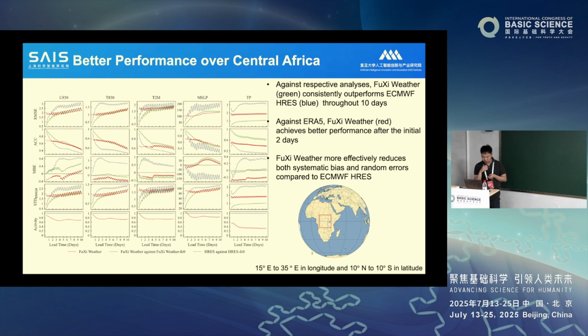So FuXi weather, in red and green lines, is providing a smaller RMSE error for those important variables, and we also further break down the RMSE into the mean bias error, which is the systematic bias of the model, and the standard deviation of error, which is the random part of the error. We can see the model not only reduces the systematic biases, but also reduces the random errors compared to the physical model.